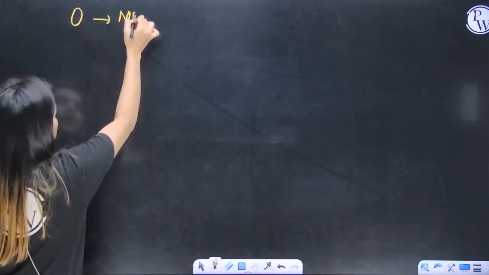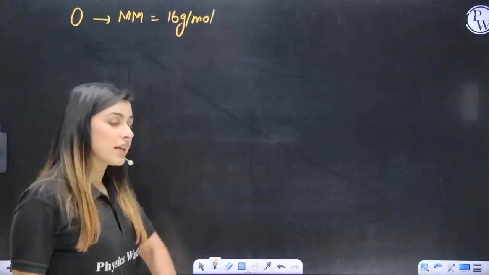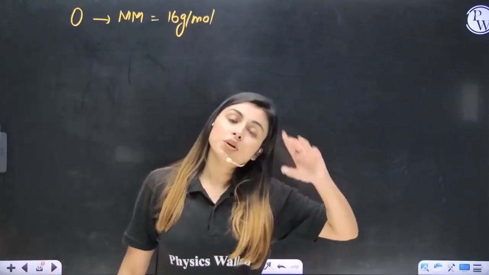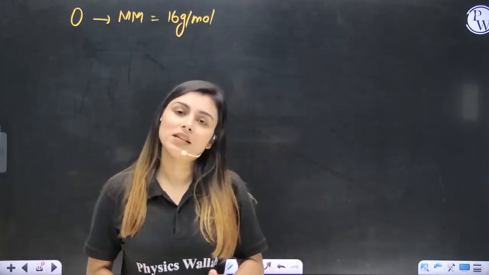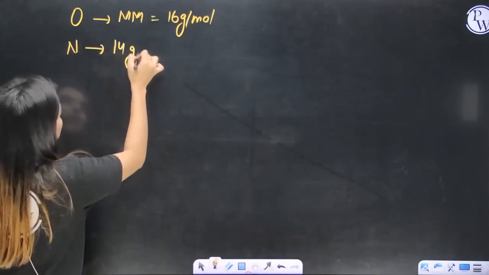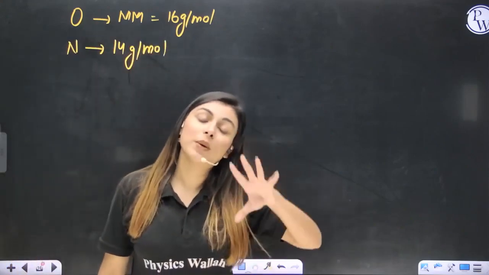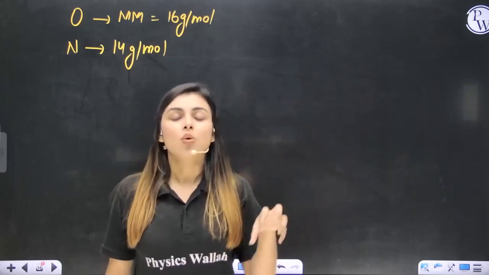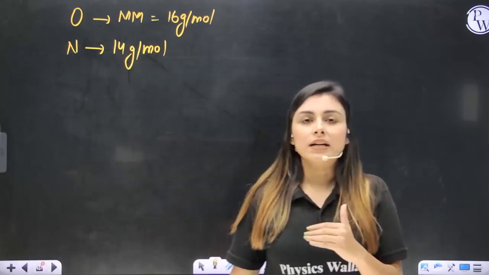Let's take an example, my dear students. If I say oxygen, then oxygen's molar mass is 16 grams per mole. So 6.022 into 10 raised to the power 23 atoms of oxygen together weigh 16 grams. Similarly, if I talk about nitrogen, then 14 grams per mole is the molar mass. This means that 6.022 into 10 raised to the power 23 nitrogen atoms weigh 14 grams. So this is how you study molar mass.